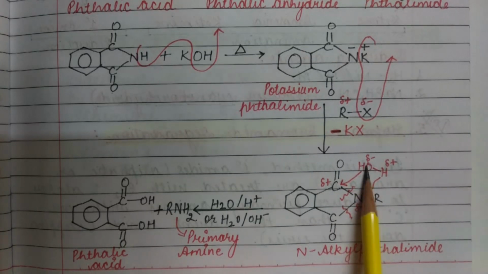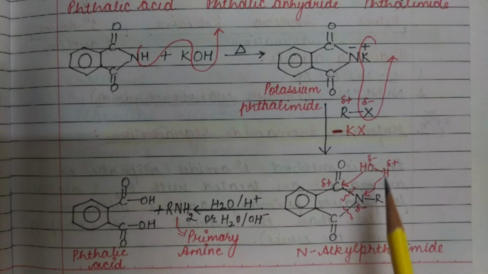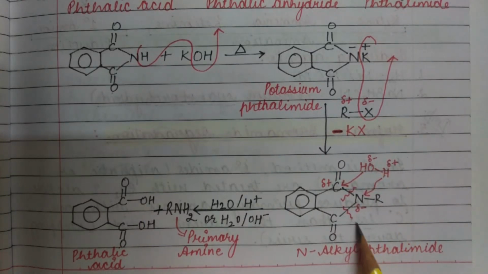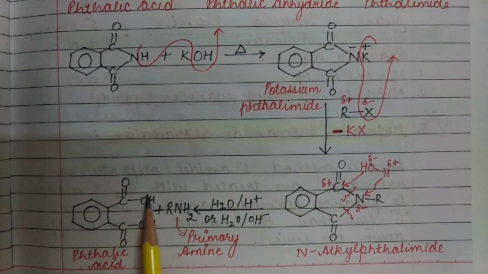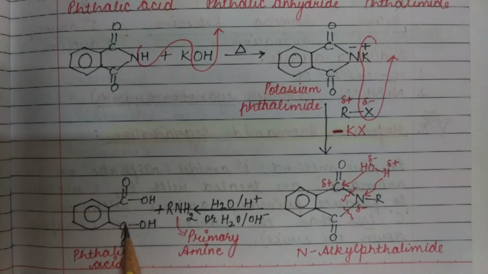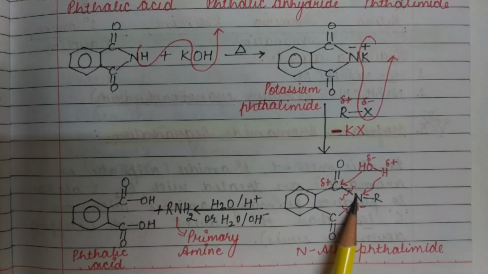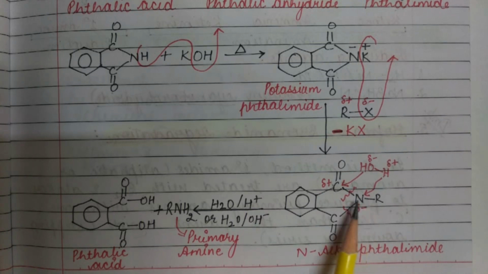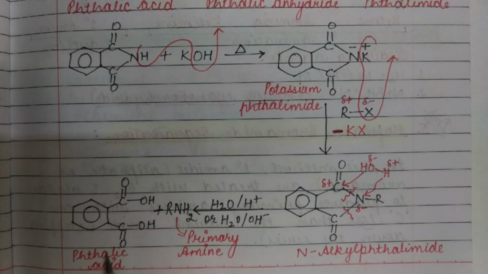So this negative OH will attack the positive carbon, and the positive hydrogen will attack the nitrogen. This step also takes place from this side. So OH is attached to both the carbons, and the hydrogen attacks the nitrogen, RNH from the upper side and one more H from the lower side, so it will form RNH2. That means amine. This is the primary amine and this is phthalic acid, right?